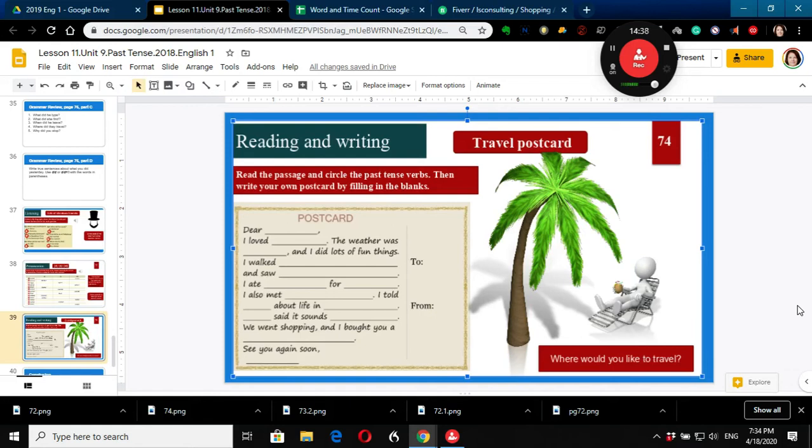A postcard is something where there's a little card and you write on it, and it's meant to tell someone what's going on vacation. It's a short thing.